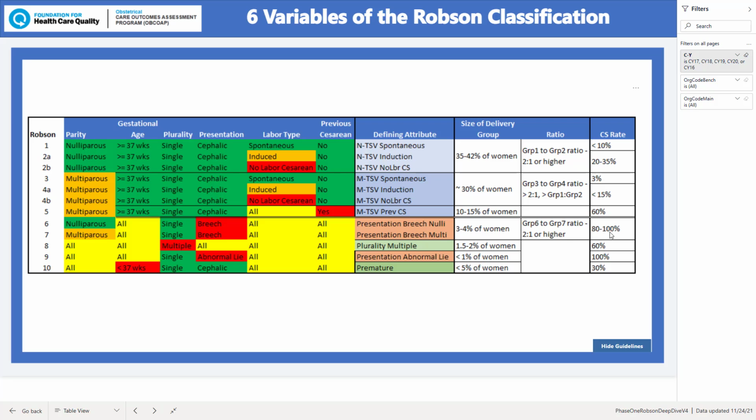Now, the rates for groups 6 through 10 are much higher. For breech deliveries, it's 80 to 100%. For twins, 60%. And abnormal lie should be 100%, while for premature deliveries, that's at 30%.